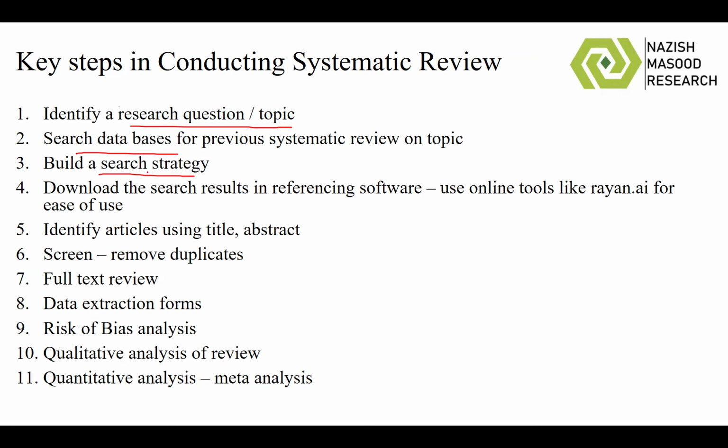Now, once you have done the search, you will download the search results in a referencing software. We will show you how to download today. And then you will use online tools like Rayyan for ease of use. Once you have downloaded that, you will do the screening process based on the title and the abstract. You will remove the duplicates, and then you will go to a full text review.